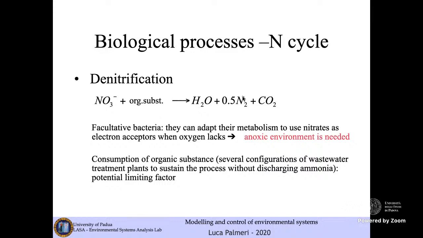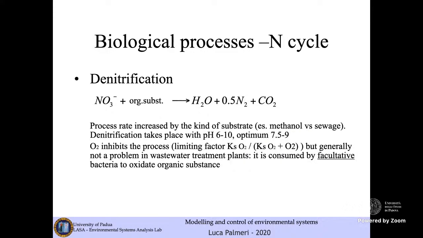So in order for denitrification to take place, and I remind you that denitrification is the only true process for removing nitrogen from an ecosystem, you have to guarantee that at least to some extent there are anoxic conditions, because denitrification is a process that can take place only in anoxic conditions.